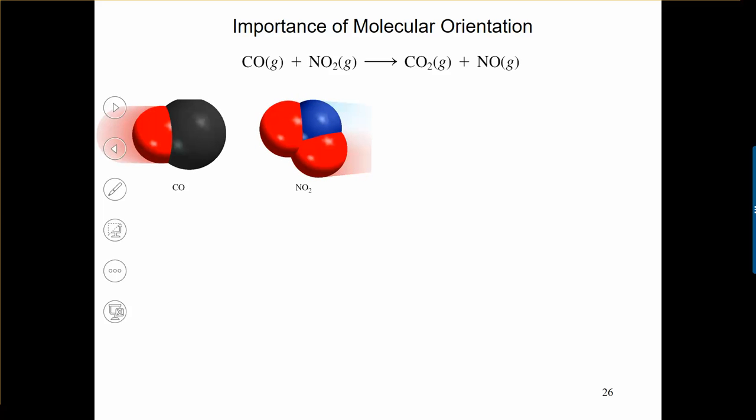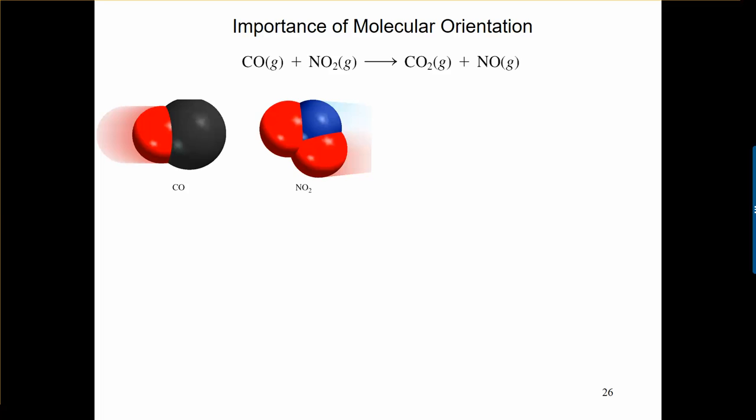So what are some of the factors that affect the speed of your reaction, the rate of your reaction? One of the first factors is molecular orientation. If I orient my molecules correctly, then they will react with the right amount of energy in a collision. But if they are not oriented correctly, when they collide, they just bounce off of each other.